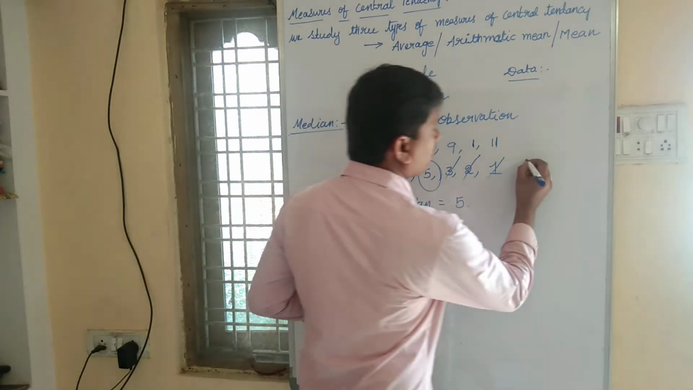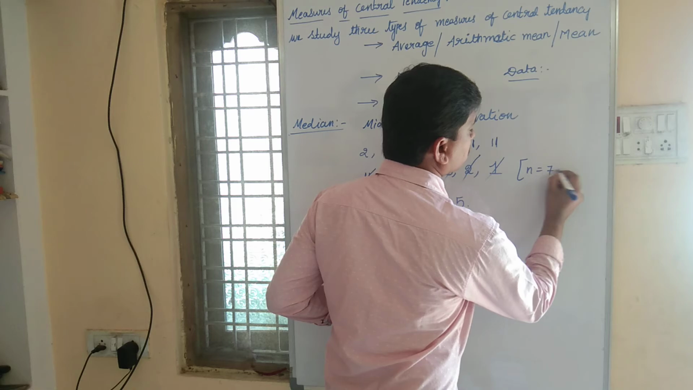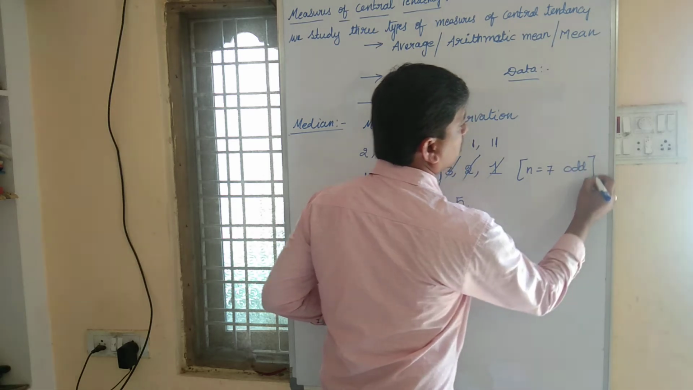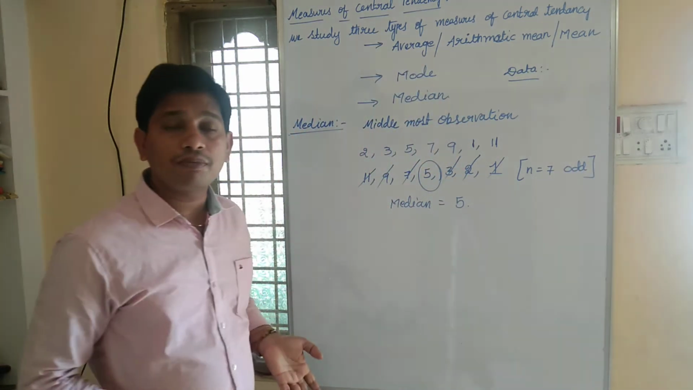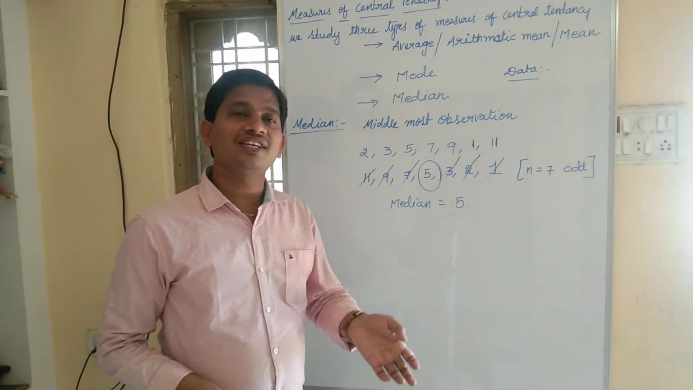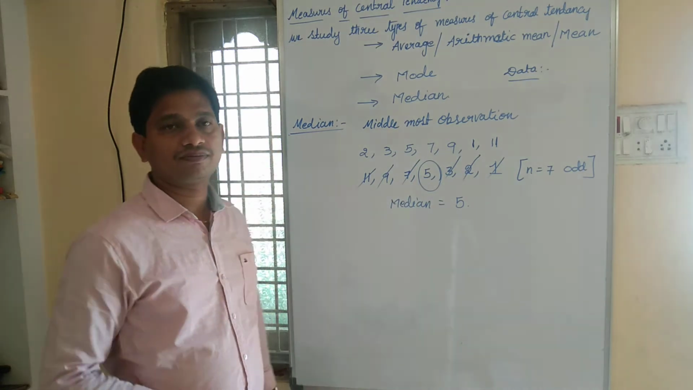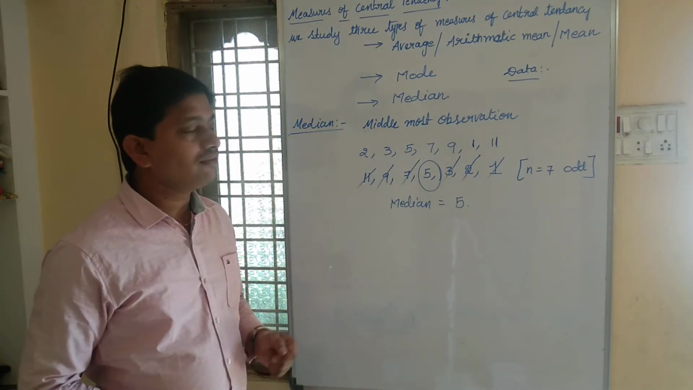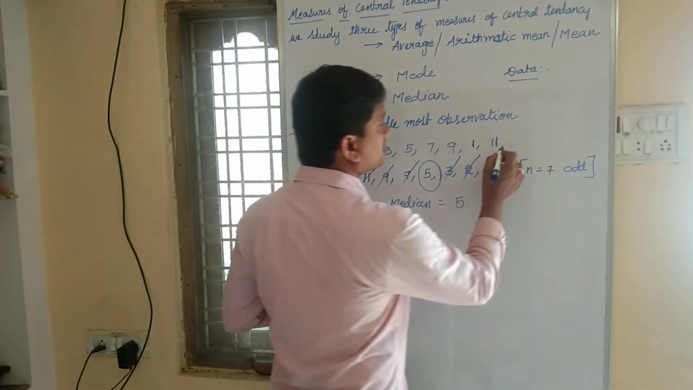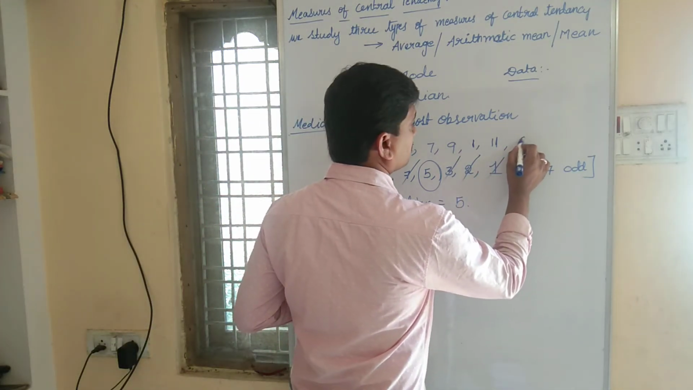The number of observations here are 1, 2, 3, 4, 5, 6, 7. I mean n equal to 7, which is an odd number. If it is an odd number, we can find the median easily, which is the middlemost observation. Now I will include one more observation equal to 6, children.